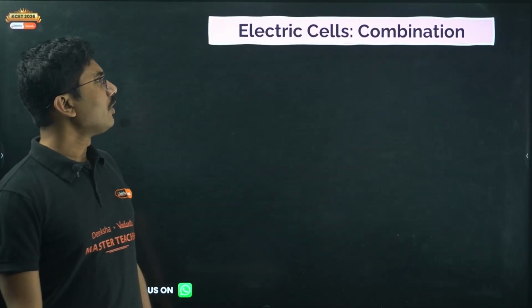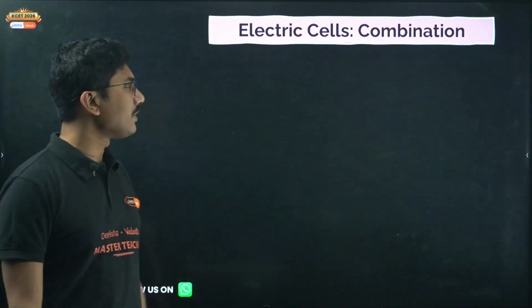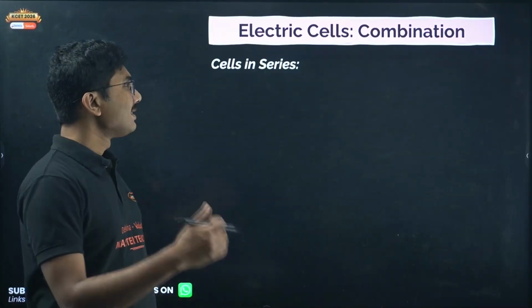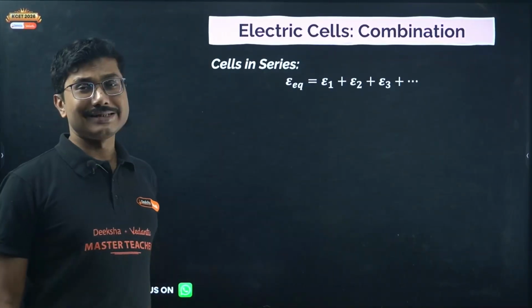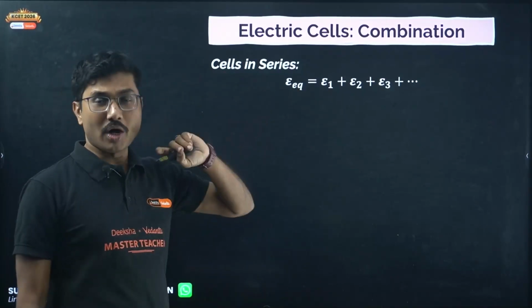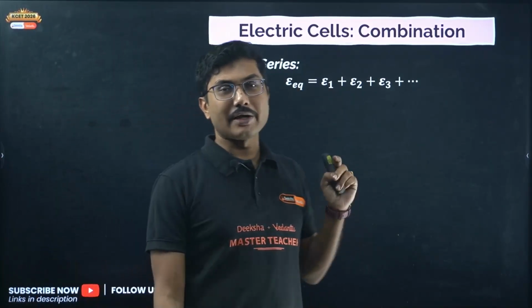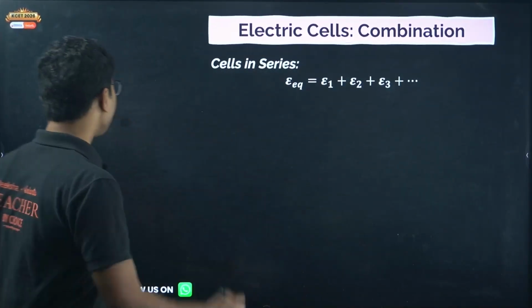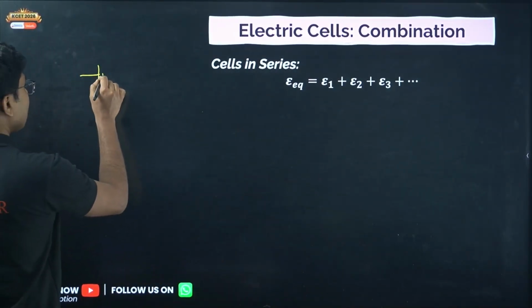Now let's move on to electric cells combination. This is very, very important. Derivations as well as numerical questions can come from this formula. Cells in series are easy. If all the cells are connected similarly, then you have to add them. If one of them is in reverse order, then that will come up with a negative sign. So if everything is one after another.